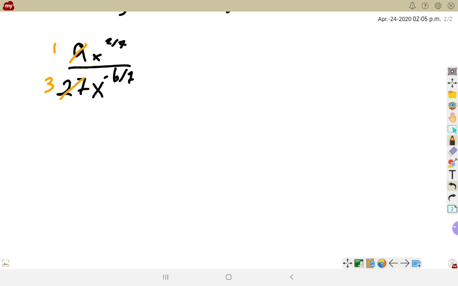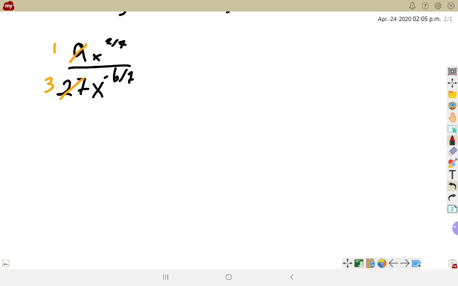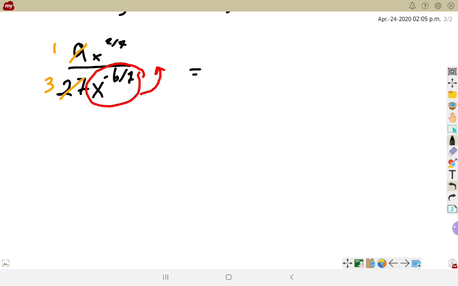Okay, so that makes life a little bit easier, having 1 and 3. And then we would have to move this one here. We don't like this x being in the denominator, so we can move it up to the numerator and make it positive 6 over 7. Okay, now if you don't actually want to physically move it, you can still just use your exponent laws.